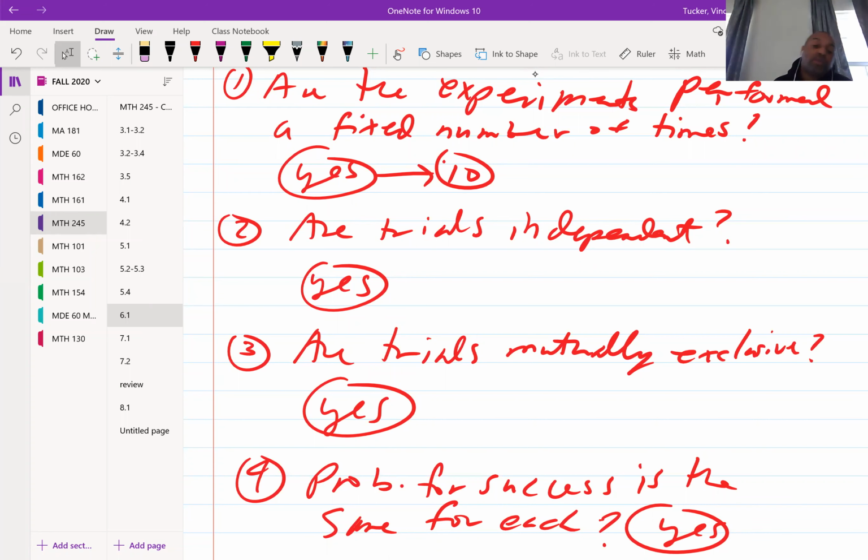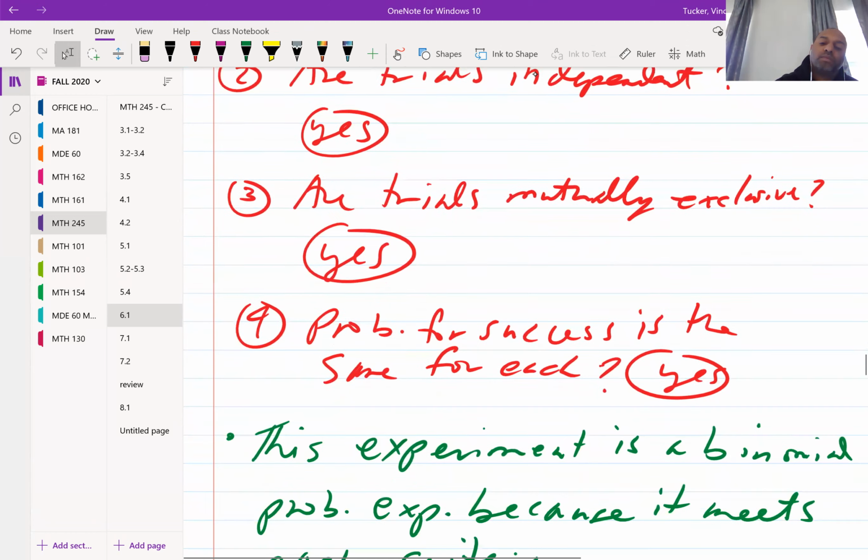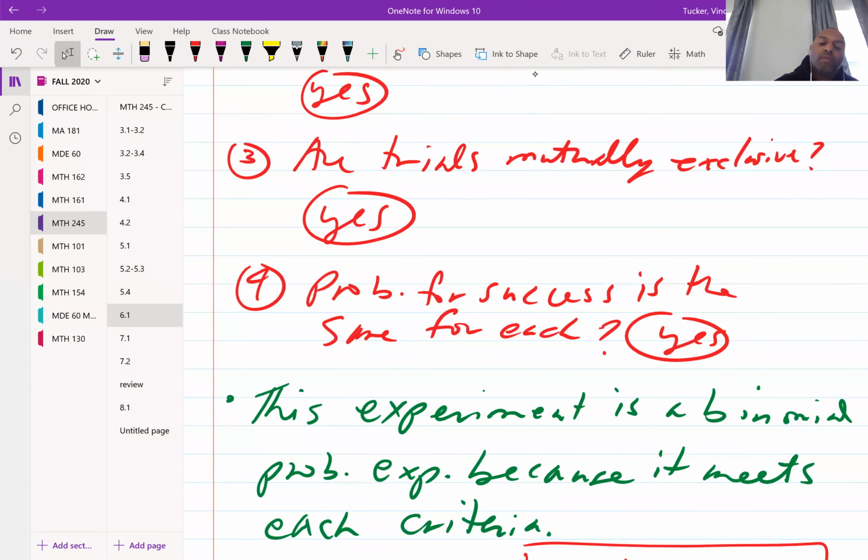All right, questions on the criteria? Make sure we're good. So this experiment is a binomial probability experiment because it meets each of the criteria.